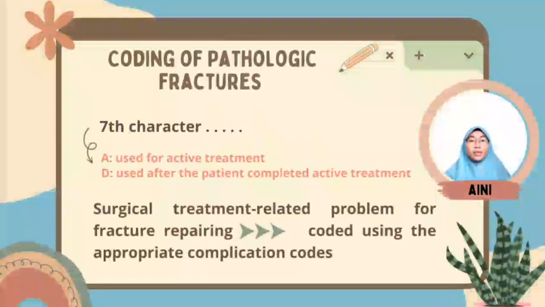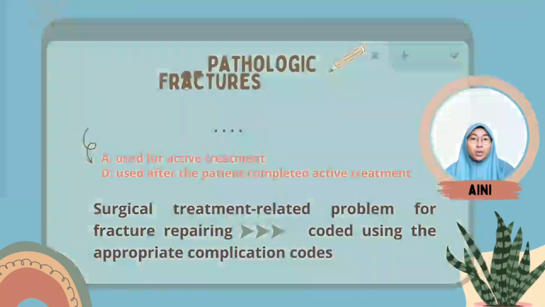Coding of pathologic fractures. 7th character A is used for active treatment, meanwhile 7th character D is used when the patient has completed active treatment. Surgical treatment related problems for fracture repairs should be coded using appropriate complication codes.